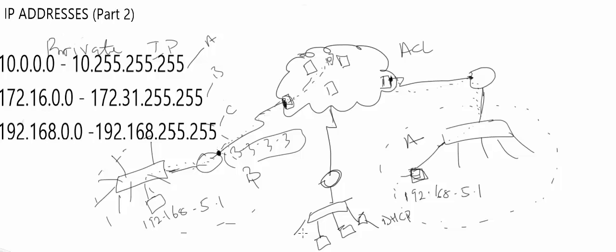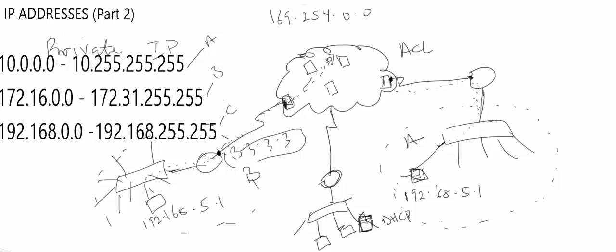What happens? This system is going to automatically give itself an IP address. Yes, it will automatically give itself an IP address, and that IP address is reserved. It starts with 169.254.0.0. This is the network address.